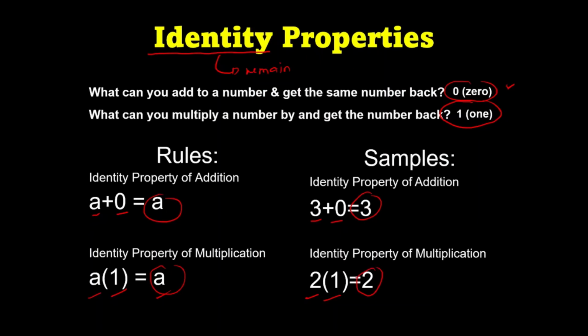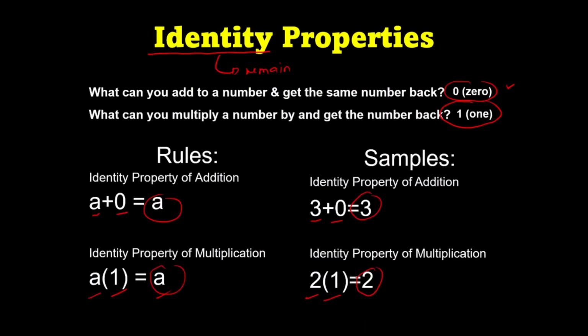So, ang ginagamit natin sa identity property ng addition ay 0. Kay multiply naman, ang ginagamit natin ay 1.